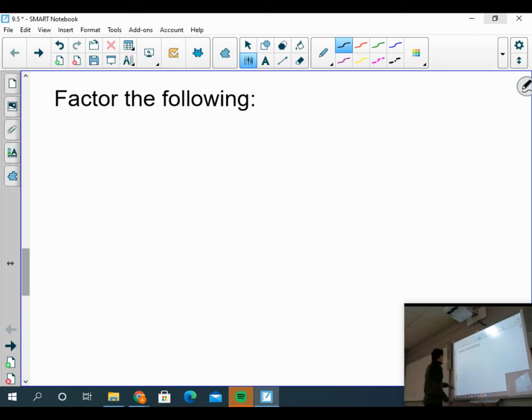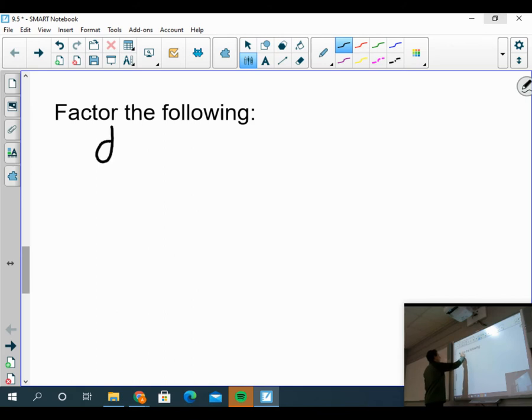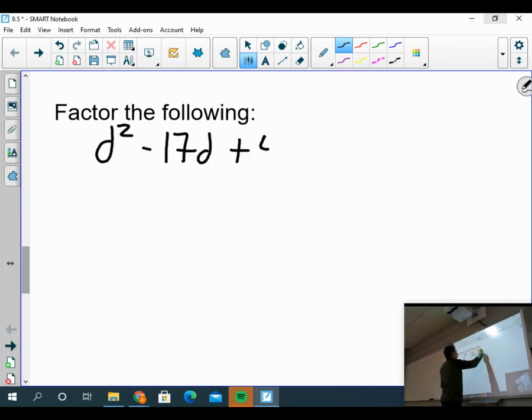Let's do d squared minus 17d plus 42. Now things get a little bit trickier. Okay, the process isn't going to change, but we have to look at these with a more keen eye because we have introduced a negative. So what's that going to mean for us?